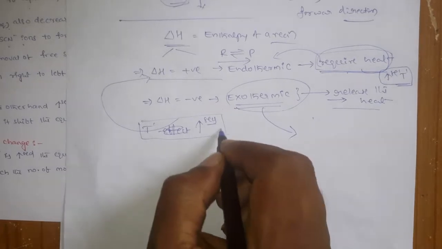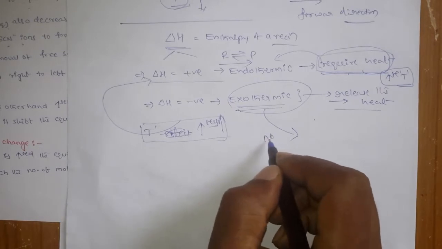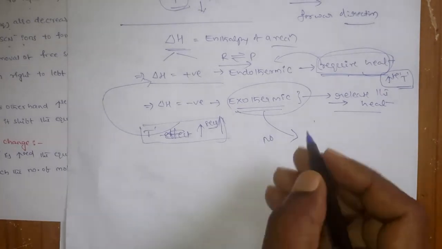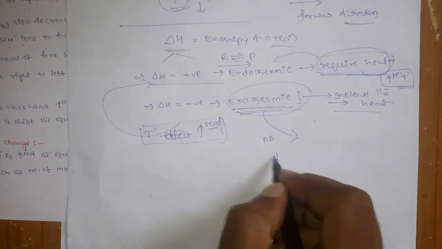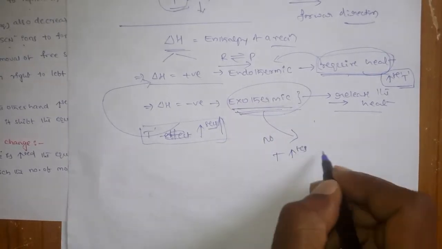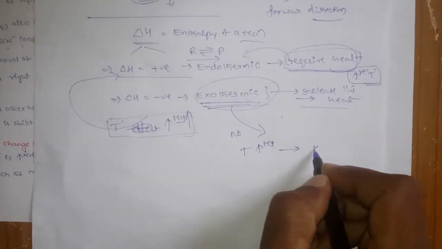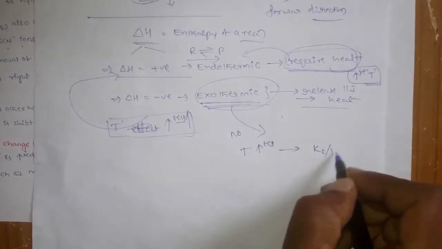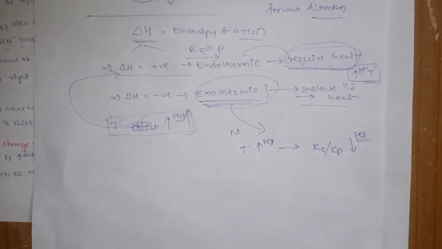So again when you increase the temperature, is it favorable? No, it is not favorable. So in case of an exothermic reaction, when you increase the temperature, what will happen? The equilibrium constant, the Kc or Kp values decrease.